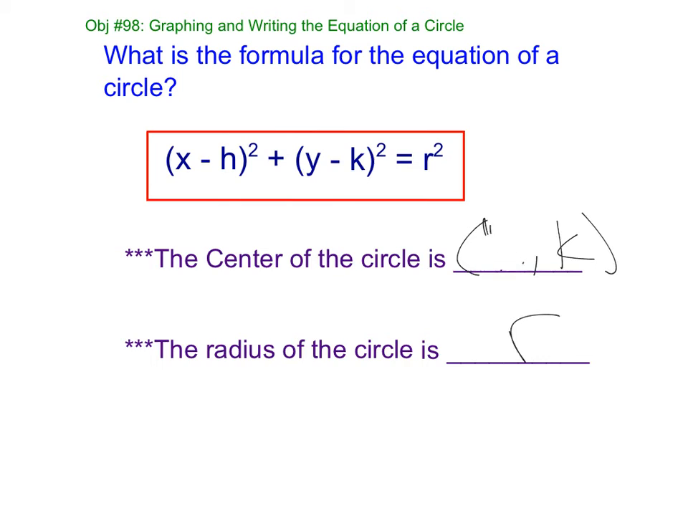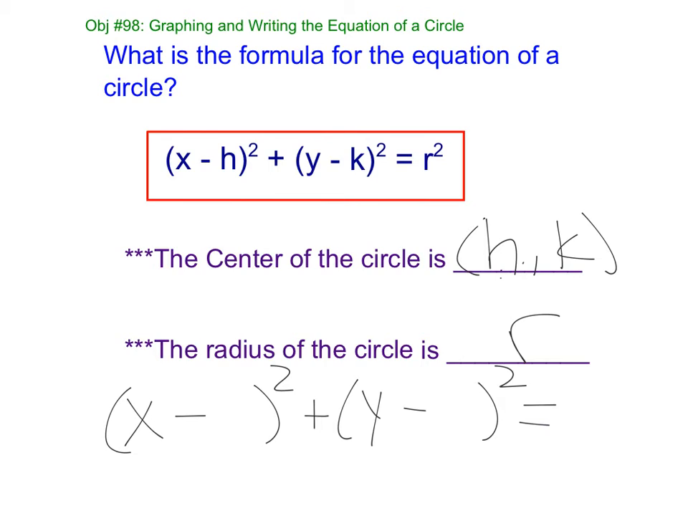So when I go backwards, when I see this, I'm going to do x minus whatever the h value is squared, y minus whatever the k value is squared equals whatever r squared. So we always have the x minus squared, y minus squared equals. So our formula, the equation of our circle, will always look like this. We just have to fill in the center, h, k, and then we have to square whatever our radius is.